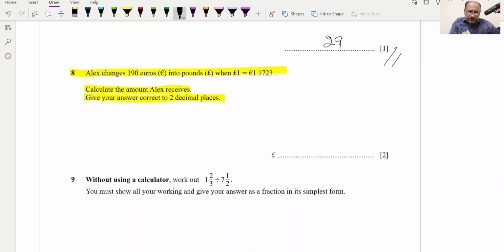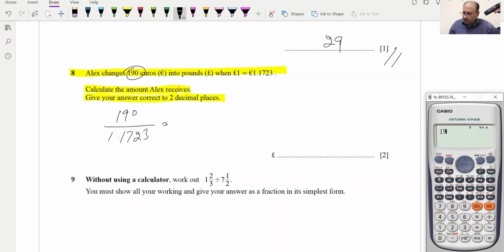So 190 is the amount in euros and needs to be changed into a heavier currency, so we have to divide by the conversion rate. The answer should be smaller, because we are converting into a heavier currency. So 190 divided by 1.1723, and this is equal to 162.07.